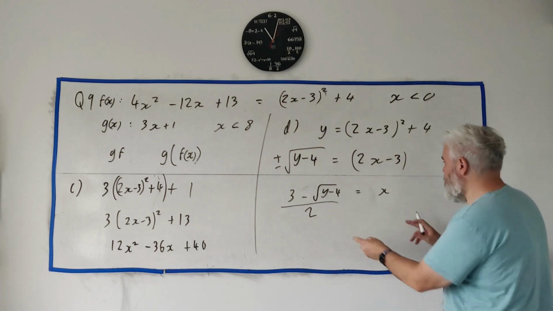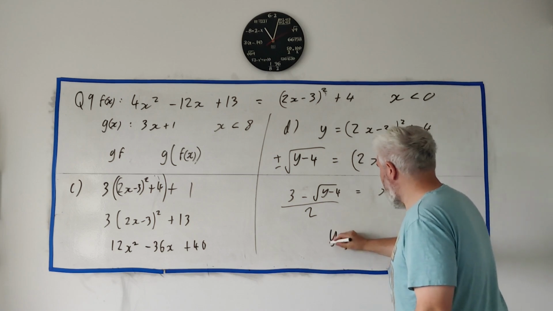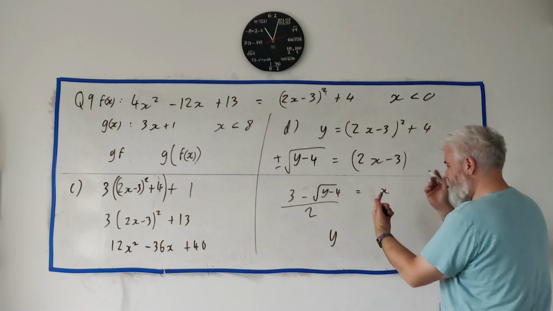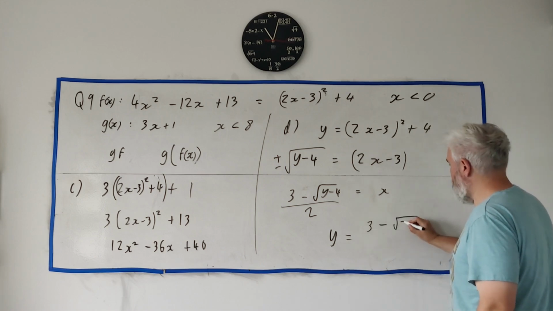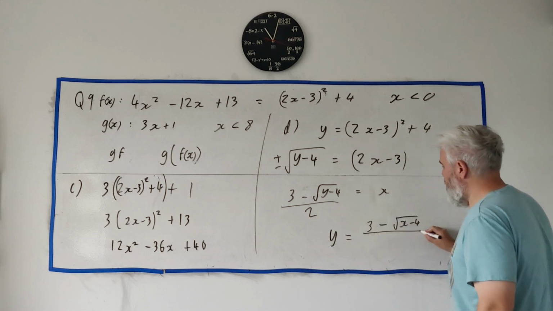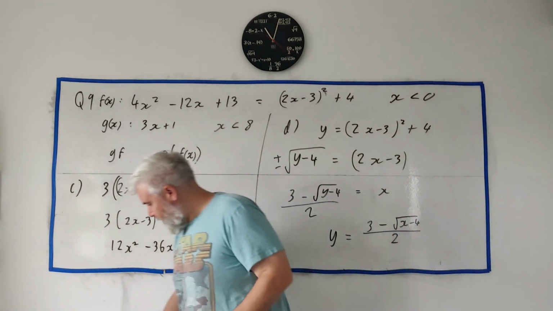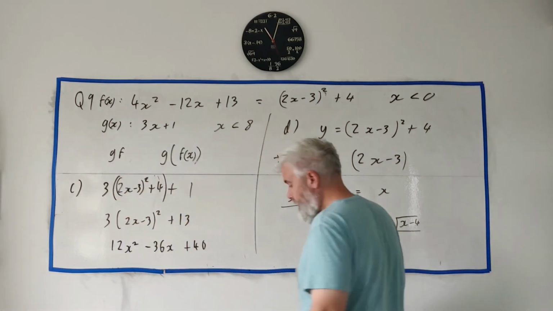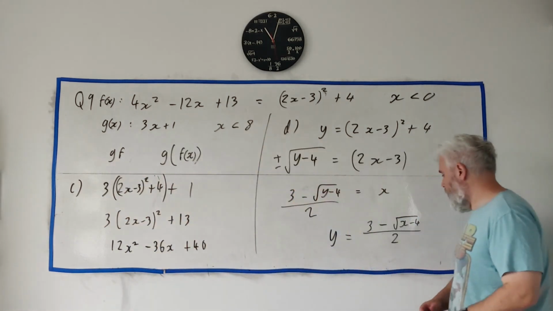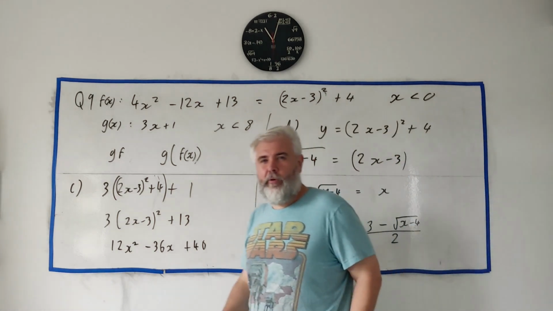So the inverse function is just switch them around. We've got a y, put a y where the x is. I'll put the equals this side, just looks better. y equals 3 minus square root of x minus 4, over 2. That's the inverse function of this. Let me just check that on my notes. Yes, good. Okay, so that's the inverse function of that question.